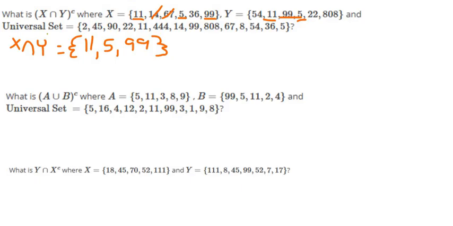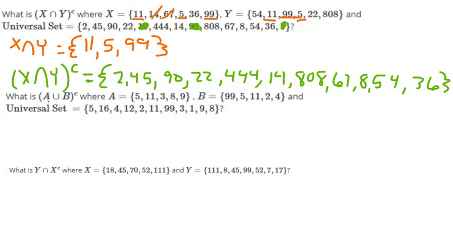So now we're going to find the complement of the set, and they tell us what the universal set is. You might also just say set U. So it's going to be everything that's in U, but is not in my little orange set here, the x and y. So I would cross off the 11, I cross off the 5, and I cross off the 99. So I would list all these numbers down here.